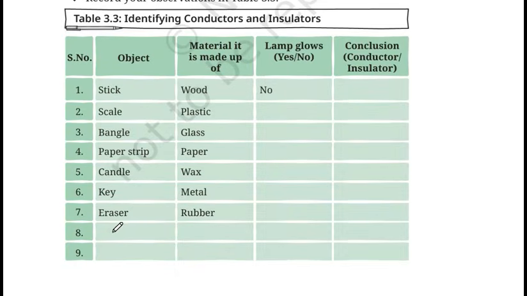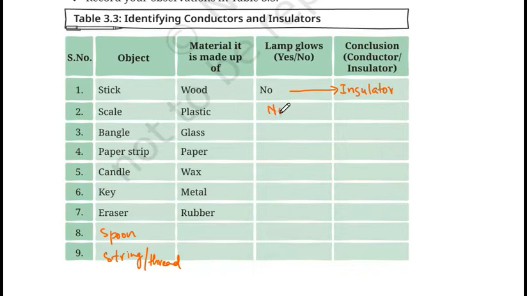So here in table 3.3, you have a list of objects like stick, scale, bangle, paper strip, candle, key, eraser. You can take a spoon like the one we took in the previous one. In the same way you can take multiple things. You can take a paper strip, or a string or a thread. Then you see which material it is made of and write down your observations whether the lamp glows or not. If the lamp does not glow, that means that object is an insulator.